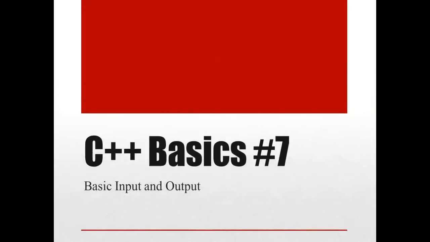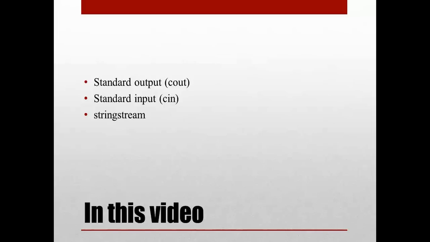In this tutorial we're gonna talk about basic input and output in C++, how they are implemented and how they're done. In this video we're gonna talk about standard output that is given by the cout command, standard input that's given by cin, and we'll talk something about stringstream, which is really helpful.